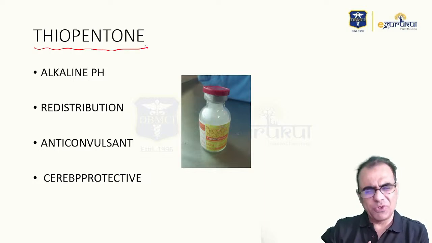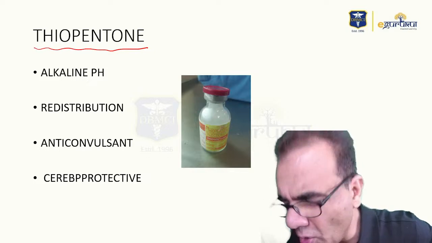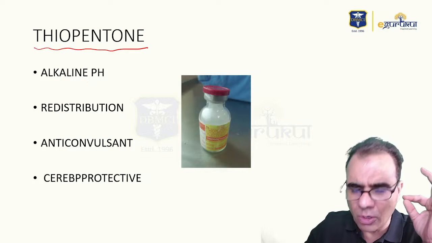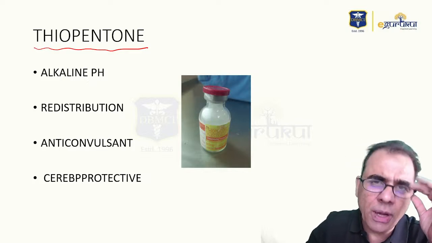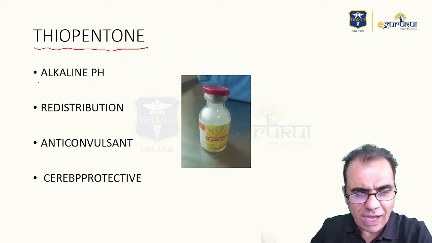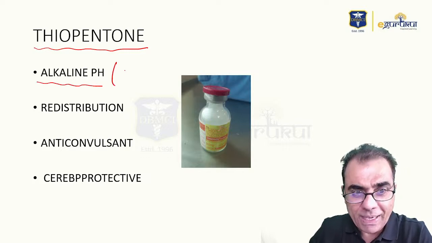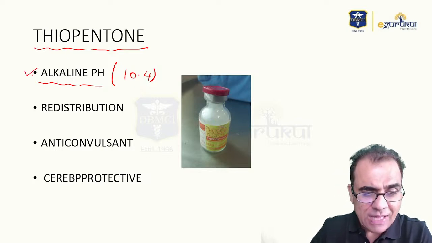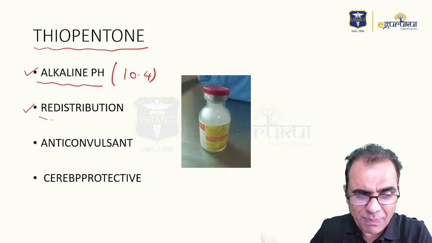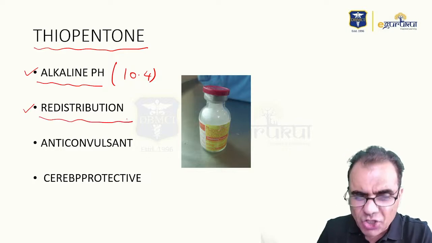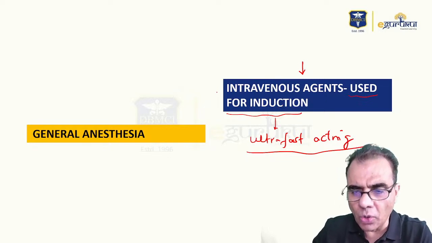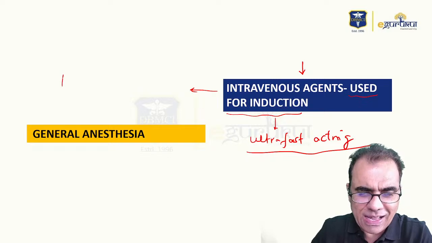Thiopentone nowadays is actually not very commonly used, so no need to go into details, but the few most important properties of thiopentone that you should know: it has a highly alkaline pH, 10.4. Then it is metabolized by redistribution. All intravenous agents are first metabolized by redistribution.